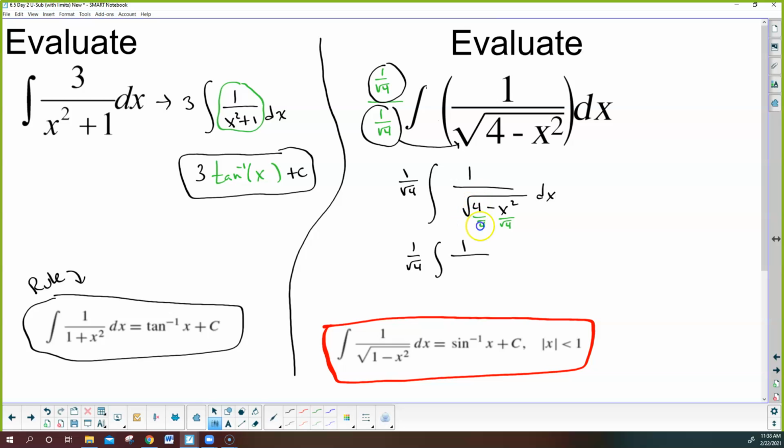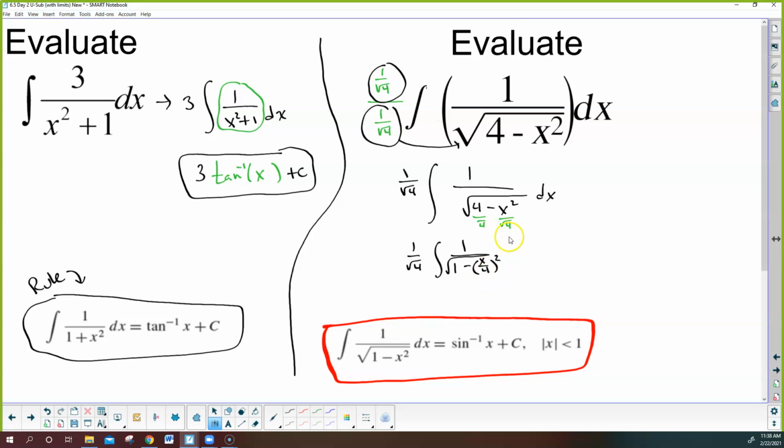When I do this, this will turn into the square root of 4 over the square root of 4, which is 1. And then the tricky part here is the x squared over the square root of 4. Well, what if I rewrite this where I square the bottom too? So then that just becomes 4, right? Because I can rewrite the bottom as squared, and 4 squared is the same value here.